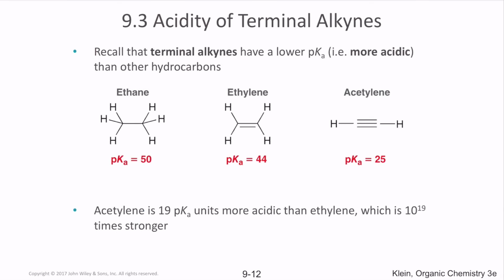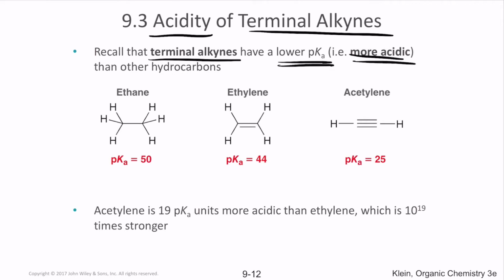Next, let's discuss the acidity of terminal alkynes. Remember that terminal alkynes are generally compounds that have a lower pKa, because they are more acidic. The reason for the acidity is that there is a larger concentration of electrons on one of the structures, which makes the conjugate base really stable, so the acid is going to be really strong.